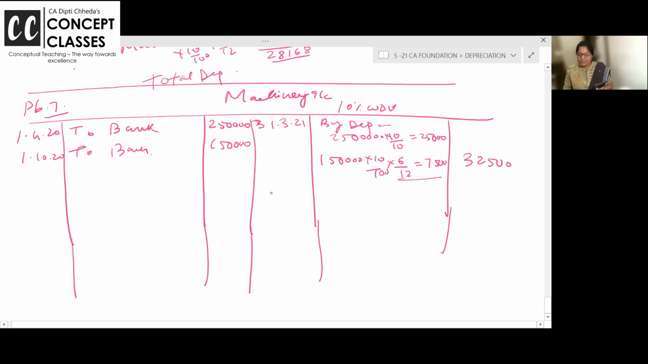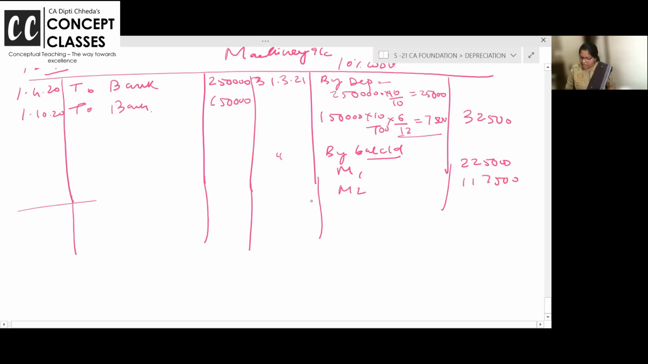And on the same date we get the closing balance. By balance carried down. Machine 1, 2,25,000. And machine 2, you have to see 150 minus 32,500, 117,500. Easy? Right. Now they said do it for one more year also, the second year.